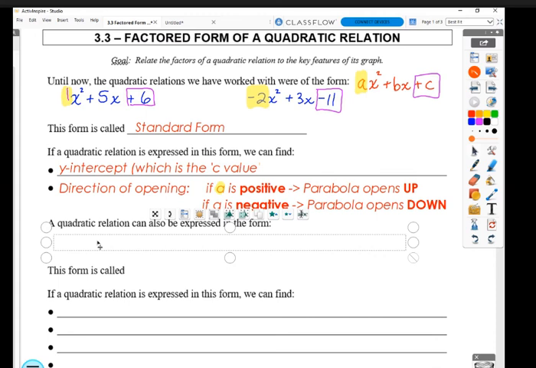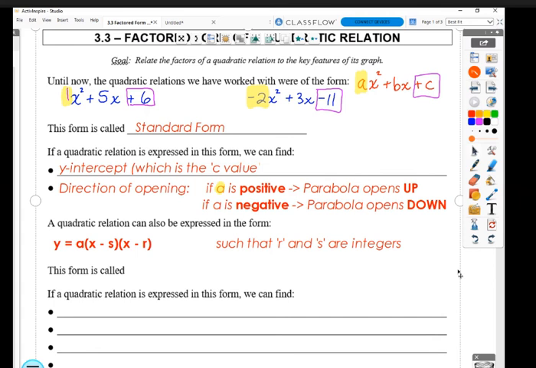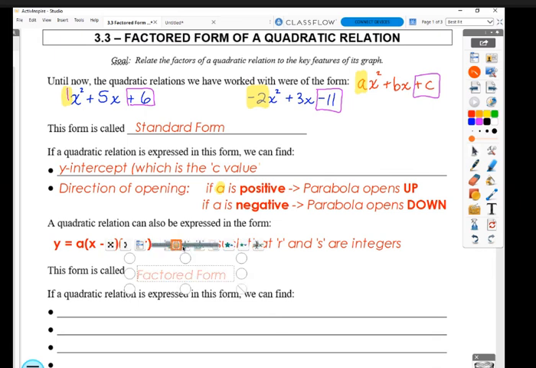Similarly, quadratics are not always expressed in standard form, which we love, we really do. But just as much, we love this form right here, and this is called factored form. It's y equals a, and then x minus s, x minus r, both in brackets. It looks a little strange, but we'll write that down. R and s are just integers, so they're numbers, not fractions. We call this factored form. This is good stuff. We're getting closer and closer to factoring.